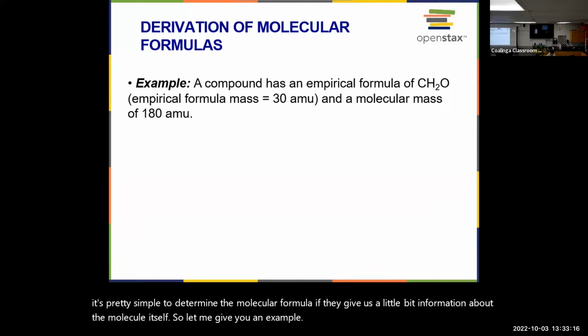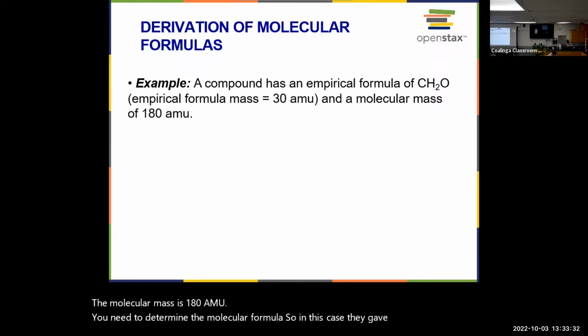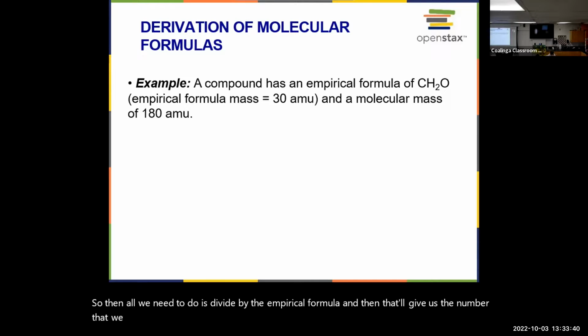A compound has an empirical formula of CH2O. The empirical formula mass is 30 AMU. The molecular mass is 180 AMU. You need to determine the molecular formula. So in this case, they gave us the mass of the molecule. So all we need to do is divide by the empirical formula mass, and that'll give us the number that we multiply our empirical formula by. Okay.